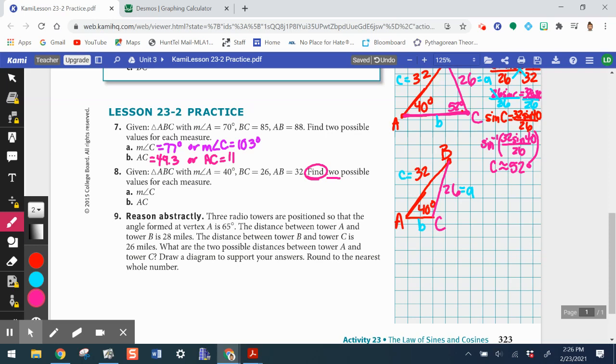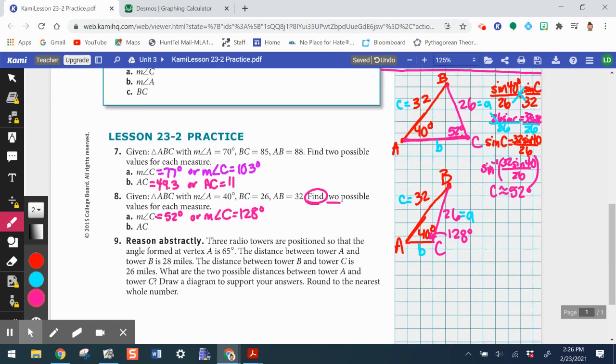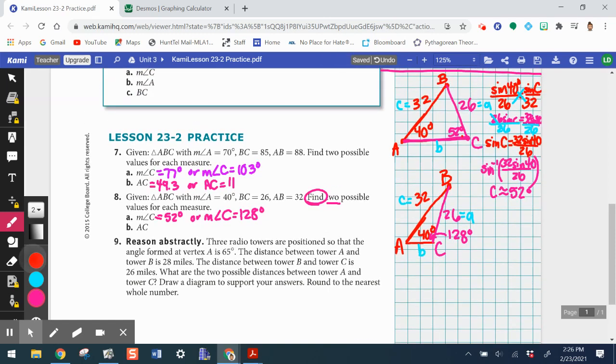And again, the way we do that is we take 180 degrees and subtract 52. And we find that our other possible angle for angle C is 128 degrees. So we could have the measure of angle C equal to 52 degrees, or the measure of angle C could equal 128 degrees. Now, depending on what we're saying the measure of angle C is, largely determines angle B. So let's go and find the value of angle B.